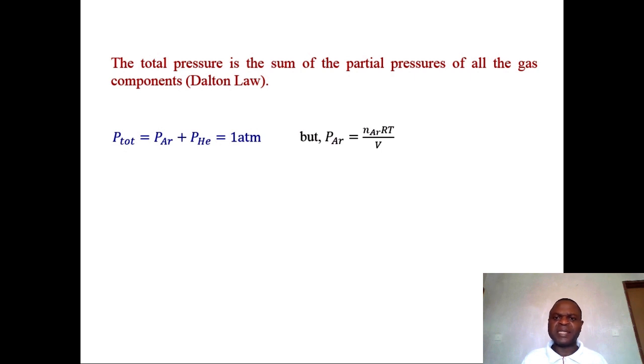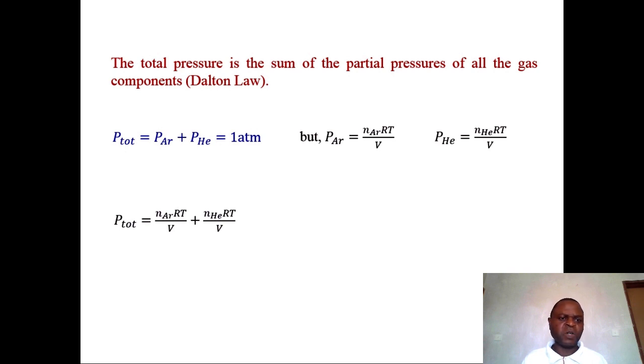But we know that the pressure of argon, from the ideal gas law, because the argon and the helium can be treated as ideal gases, the partial pressure of argon is equal to the number of moles of argon times the gas constant times temperature over V. The same with helium, the partial pressure of helium is number of moles of helium times the gas constant times temperature over V.